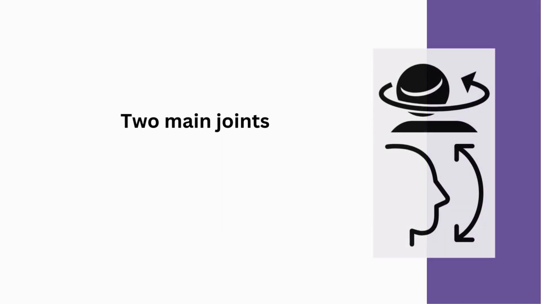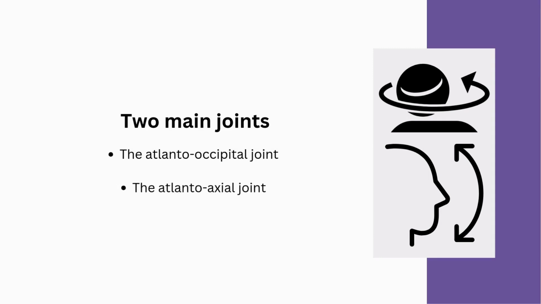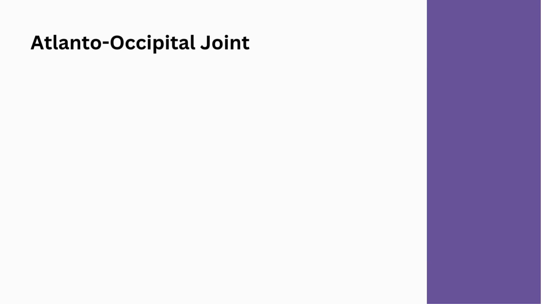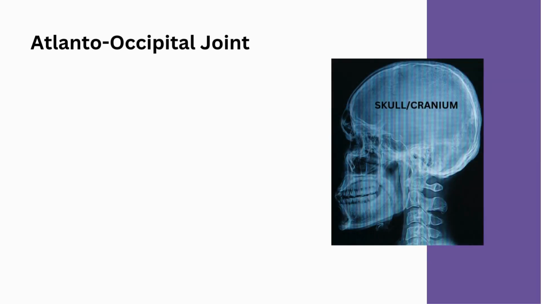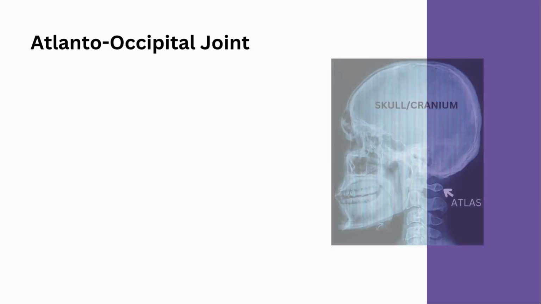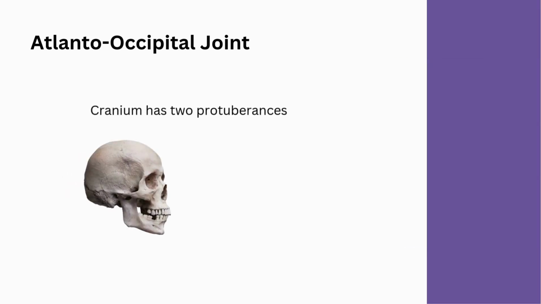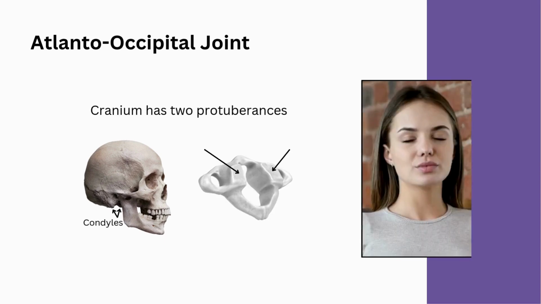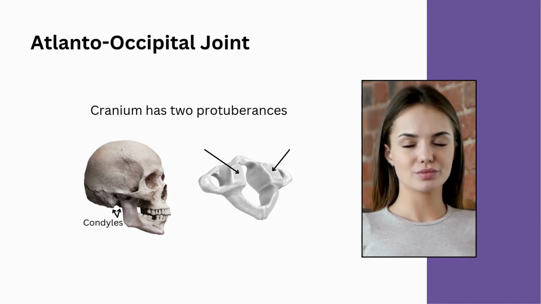Head movement involves two main joints, the atlanto-occipital joint and the atlanto-axial joint. The atlanto-occipital joint is where the skull, or cranium, rests on the first cervical vertebra, also known as the atlas. Basically, the cranium has two protuberances, one on each side, called condyles that sit into depressions on each side of the atlas. This enables the head to move forward and backward.